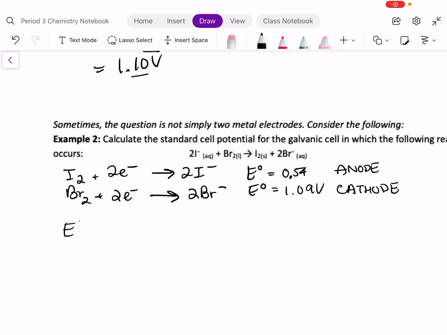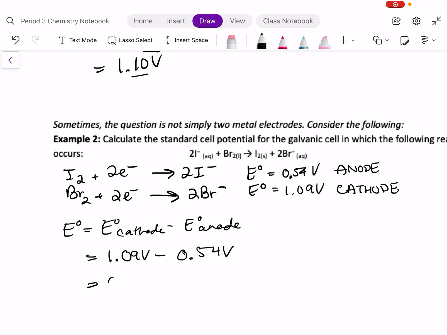In my equation, my E naught is equal to my E naught cathode minus E naught anode. I get 1.09 volts minus 0.54 volts. This gives me 0.55 volts.